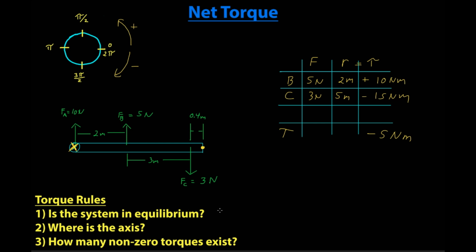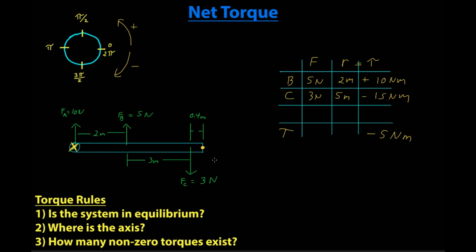1, is the system in equilibrium? Well, the answer now is yes. I am flat out telling you there's a force exerted at this spot that is going to keep this door in equilibrium. It will keep the door from moving at all. 2, where is the axis? Well, that has not changed. It's still the hinge. 3, how many non-zero torques exist? Well, that's going to be 3 this time.